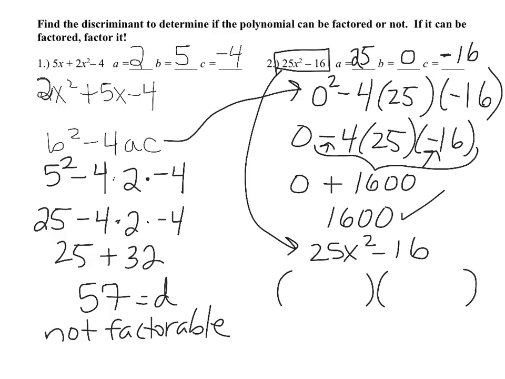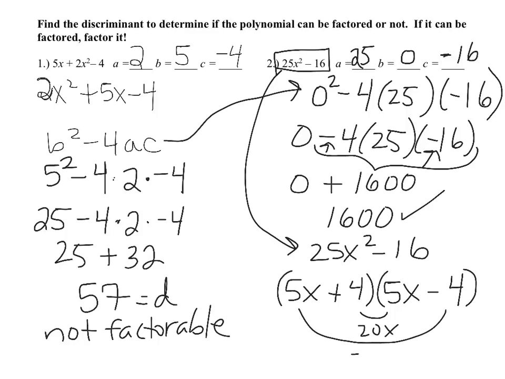So we're going to break up 25x squared into 5x times 5x and negative 16 into positive 4 and negative 4. And reminder, the inners here give me 20x. The outers give me negative 20x, which do give me 0, which is the middle term. And so there's my factorable polynomial.